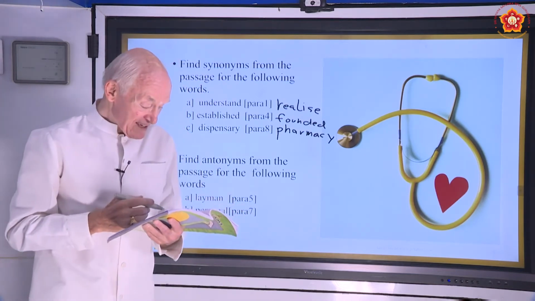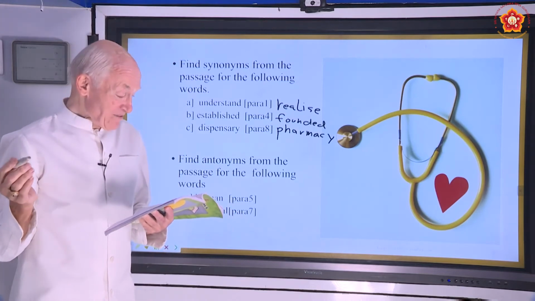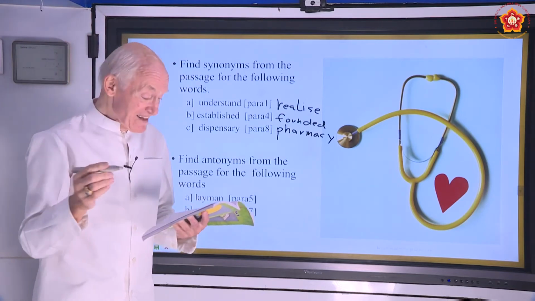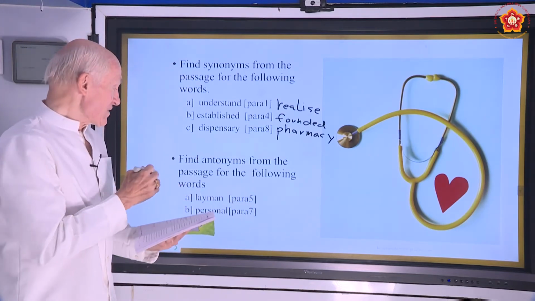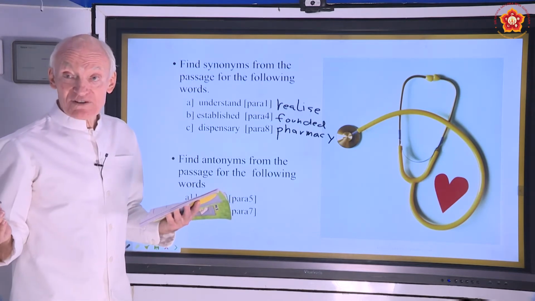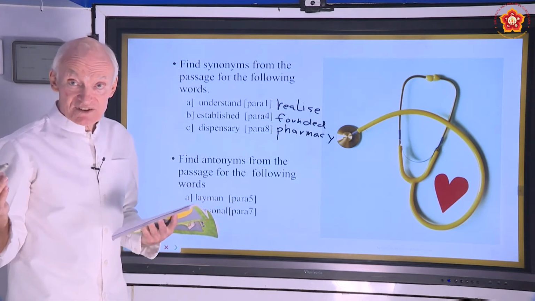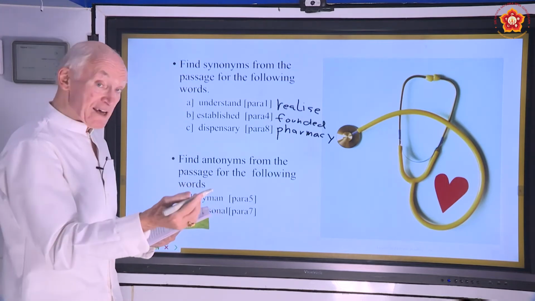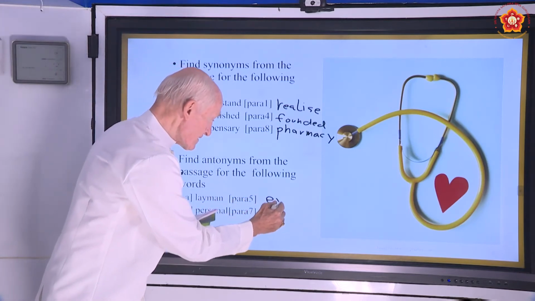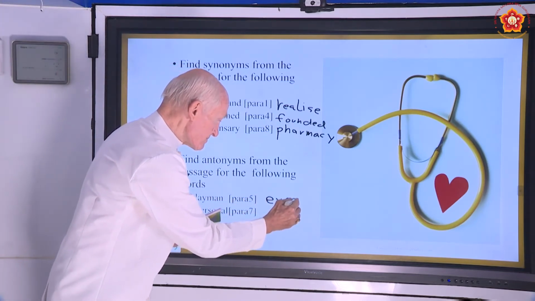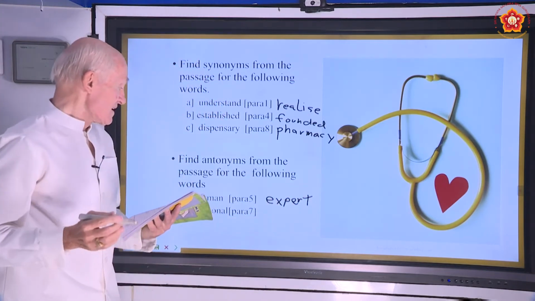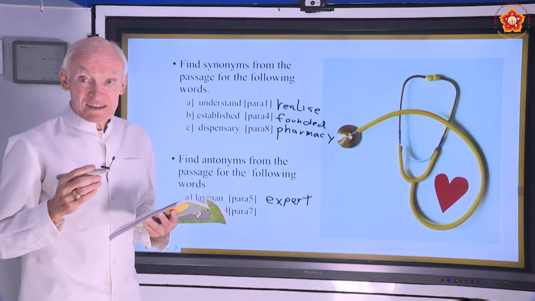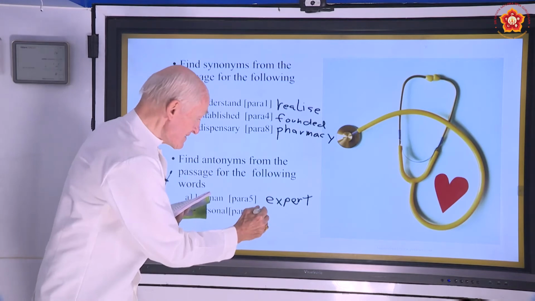Now let's go to number 8, antonyms. Remember, we have synonyms that mean the same thing. Antonyms mean the opposite, okay? So we go to paragraph number 5, we have a layman. A layman is an ordinary person. He hasn't had particular expertise in a certain subject. So the opposite of a layman would be an expert. And then the opposite of personal, something that's very personal to you, would be something that's out in the public.